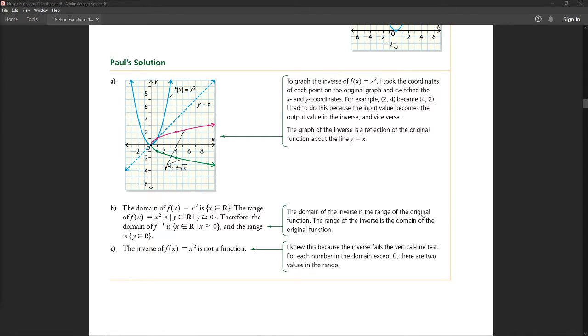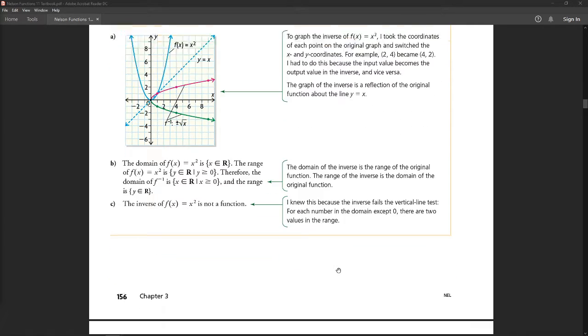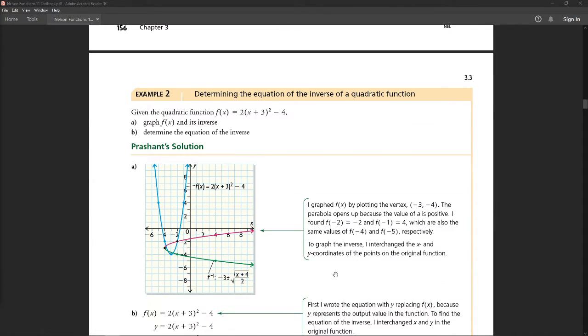The domain of the inverse is the range of the original function. The range of the inverse is the domain of the original function. I knew this because the inverse of f of x equals x squared is not a function. Okay, so we were right about that. I knew this because the inverse fails the vertical line test. For each number in the domain except 0, there are 2 values in the range. Good stuff. Easy peasy. Maybe we can speed through this a little quicker.